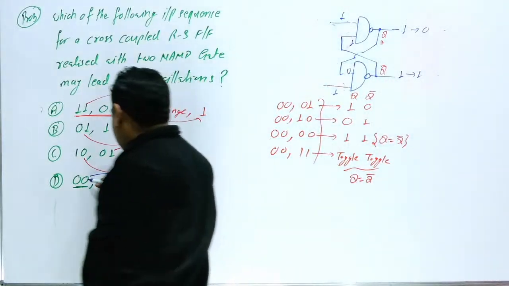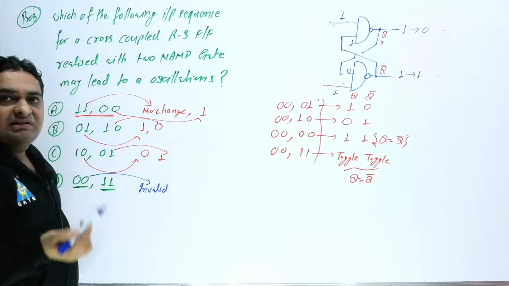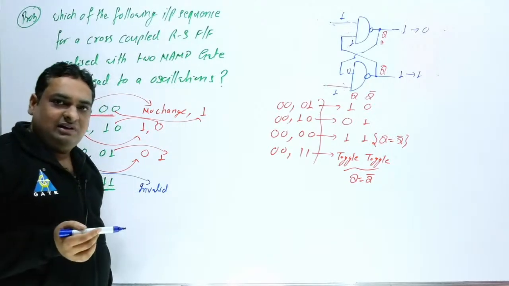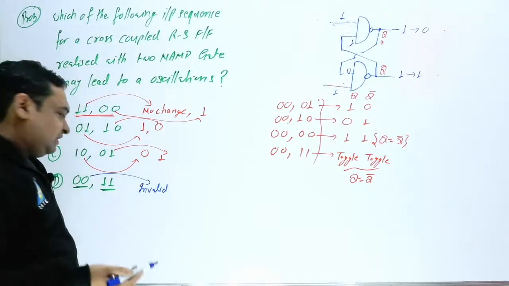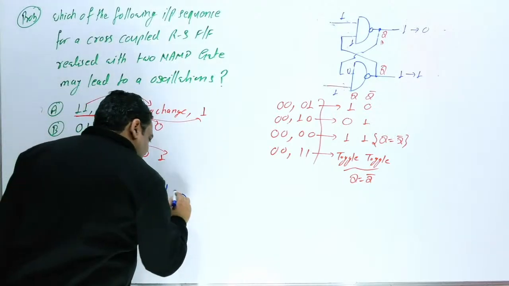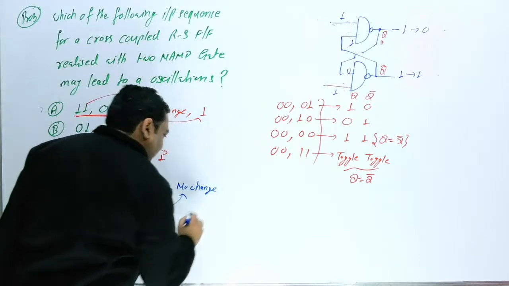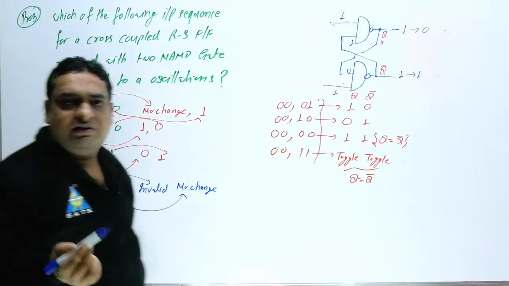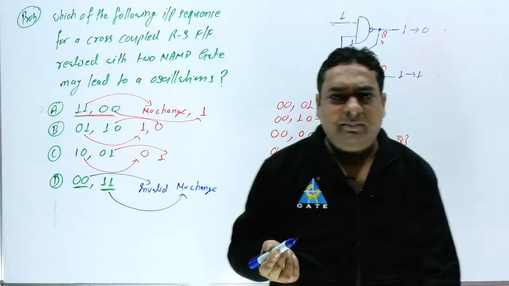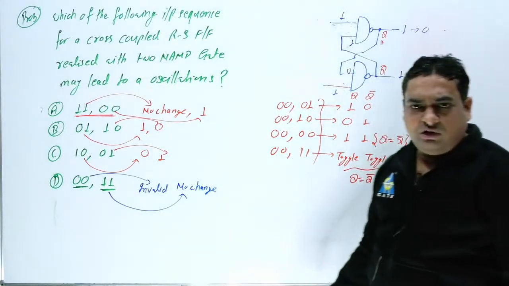So first we are creating an invalid state. Then we are applying the no change input. So the examiner can ask you a question either by using a NOR gate or by using a NAND gate, by using any one of them.